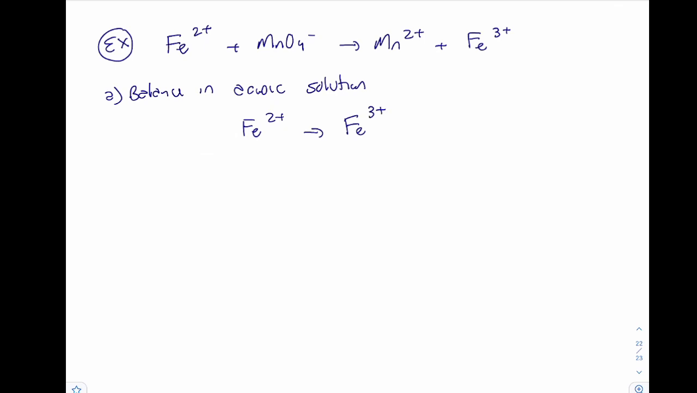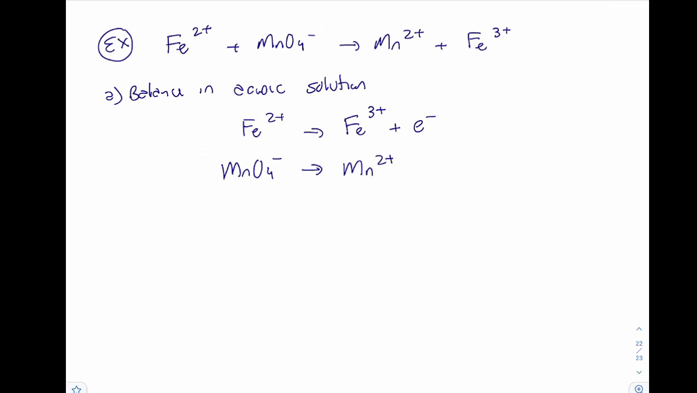And then our next step was to balance that for all atoms other than oxygen or hydrogen, which this one is, and then balance it for oxygen and hydrogen, which I don't have any. We're then going to add electrons to make my charges equal. So I have a +2 here, I have a +3 here. So if I add 1 electron to my product side, I now have a net charge of +2 on both sides. My second half reaction is going to be my manganese compound going to my manganese ions.